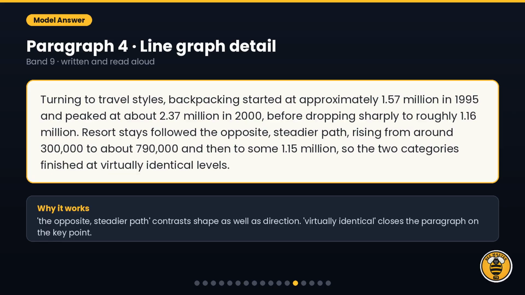Paragraph 4. The line graph in detail. Turning to travel styles, backpacking started at approximately 1.57 million in 1995 and peaked at about 2.37 million in the year 2000 before dropping sharply to roughly 1.16 million. Resort stays followed the opposite, steadier path, rising from around 300,000 to about 790,000 and then to some 1.15 million, so the 2 categories finished at virtually identical levels.